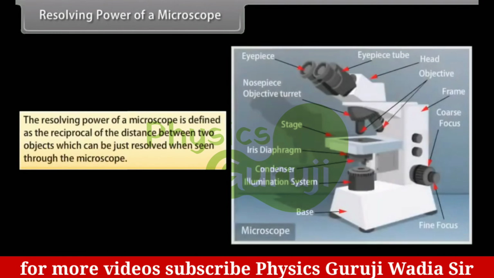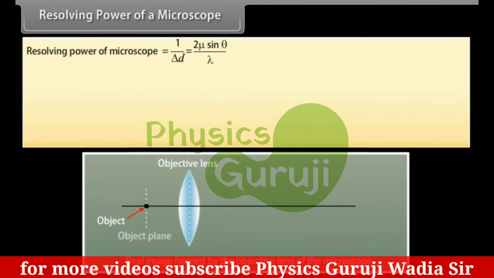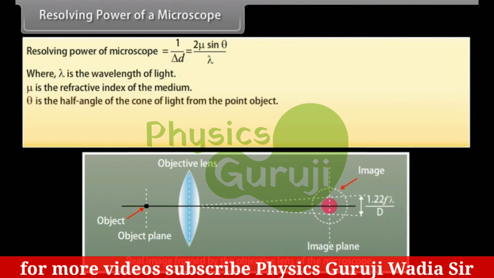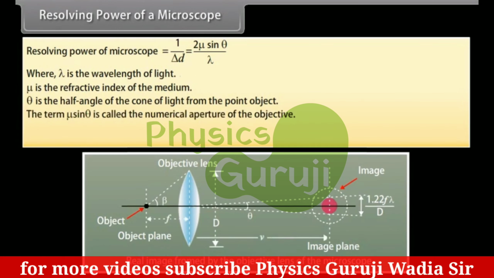Resolving power of a microscope. The resolving power of a microscope is defined as the reciprocal of the distance between two objects which can be just resolved when seen through the microscope. 1/Δd = 2μ sinθ/λ, where λ is the wavelength of light, μ is the refractive index of the medium, and θ is the half angle of the cone of light from the point object. The term μ sinθ is called the numerical aperture of the objective.